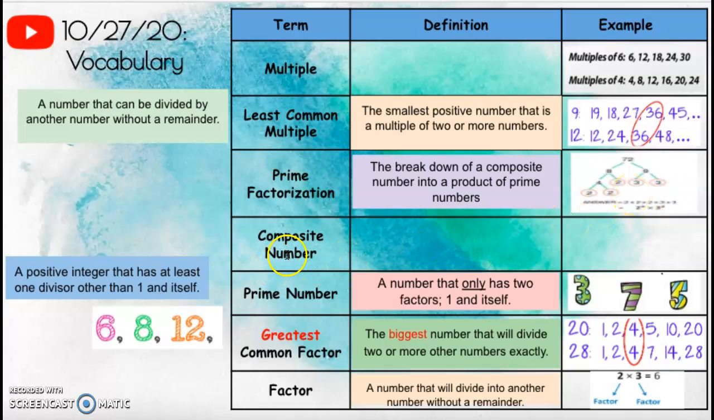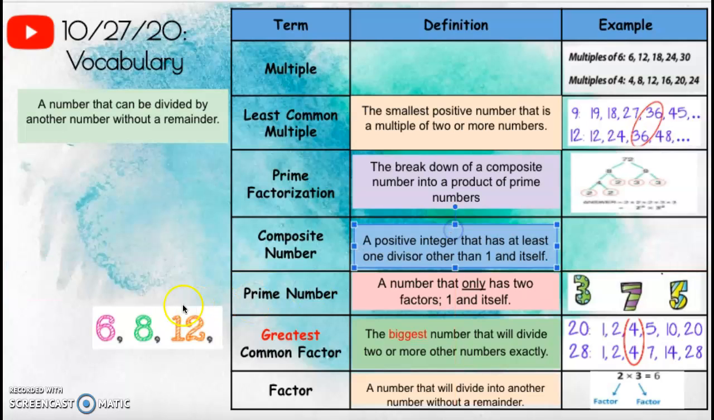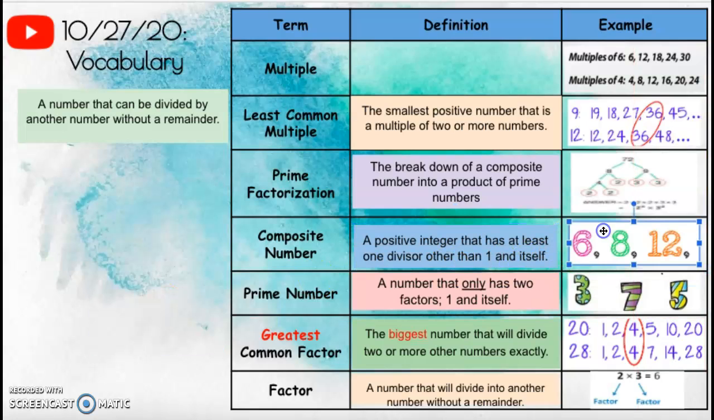Let's take a look at composite number. A composite number is going to be the opposite of a prime number. So it's going to be a positive integer that has at least one divisor other than 1 and itself. So for example, you could have a 6 because 1, 2, 3, and 6 can go into 6 instead of just 1 and itself. So notice how more numbers can go in there. That means a composite number means we can break it down. We can factor it down.